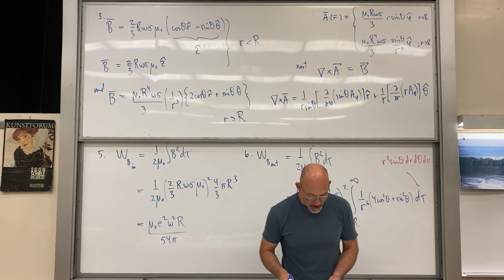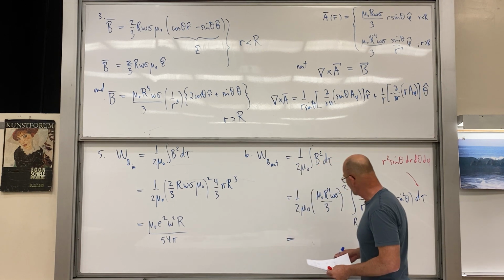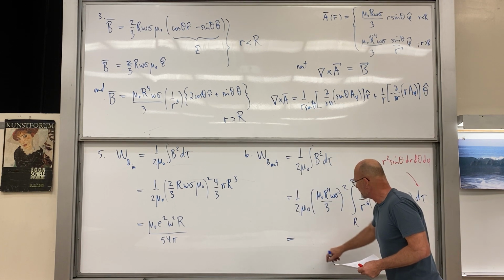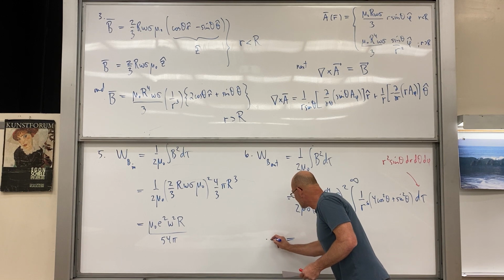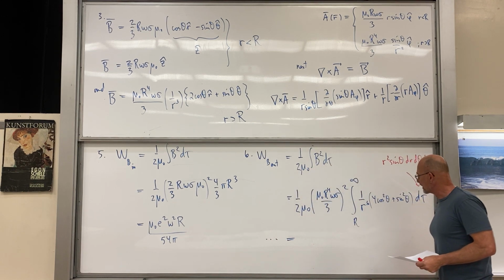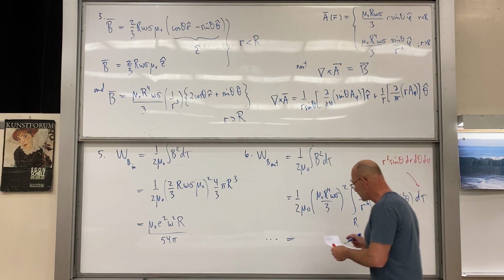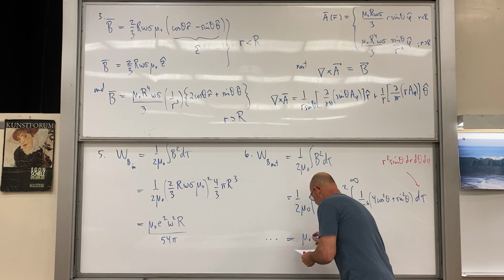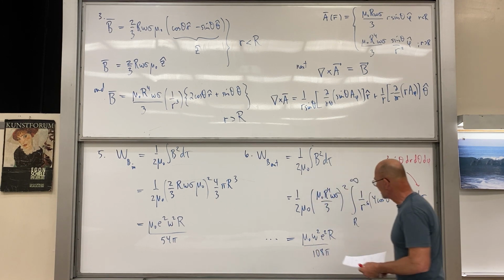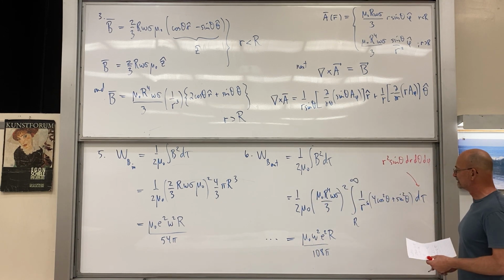Actually, there are several lines, but nonetheless, I'll say dot, dot, dot. Okay, nothing fancy there, it just has to be done. We end up with mu naught omega squared e squared capital R over 108 times pi. Okay, not a number you could have guessed.